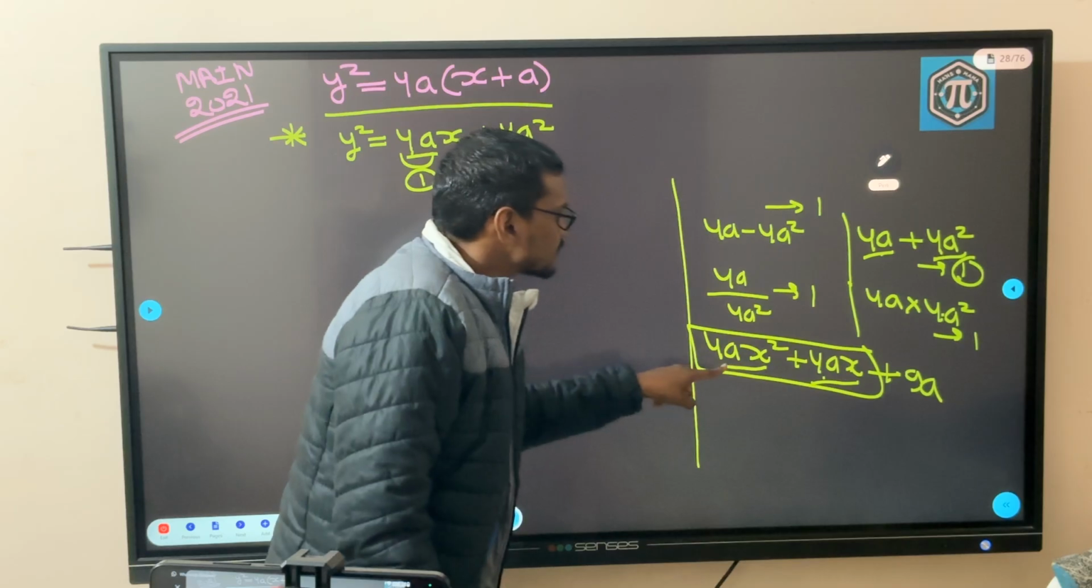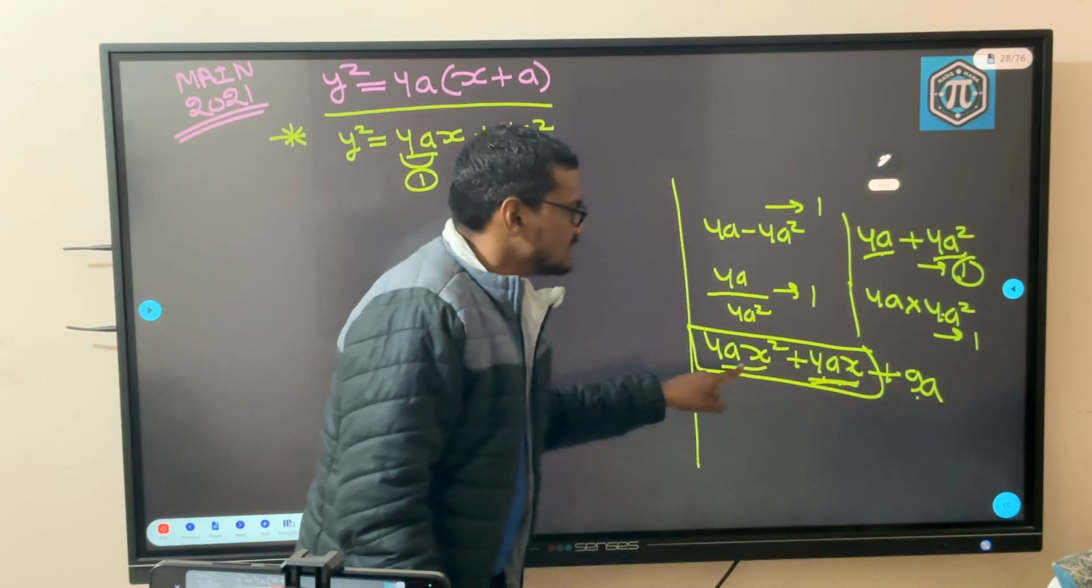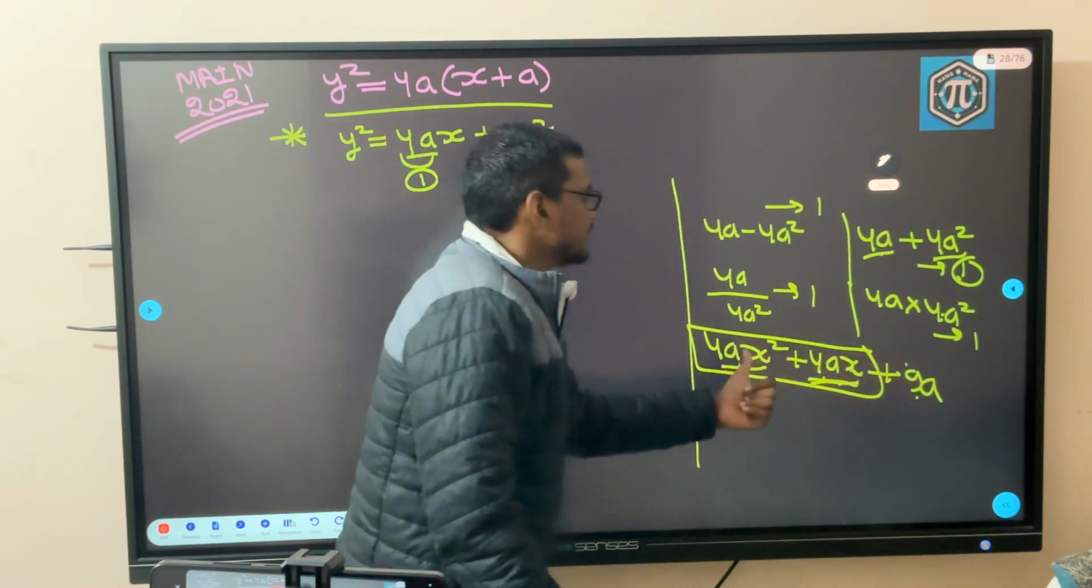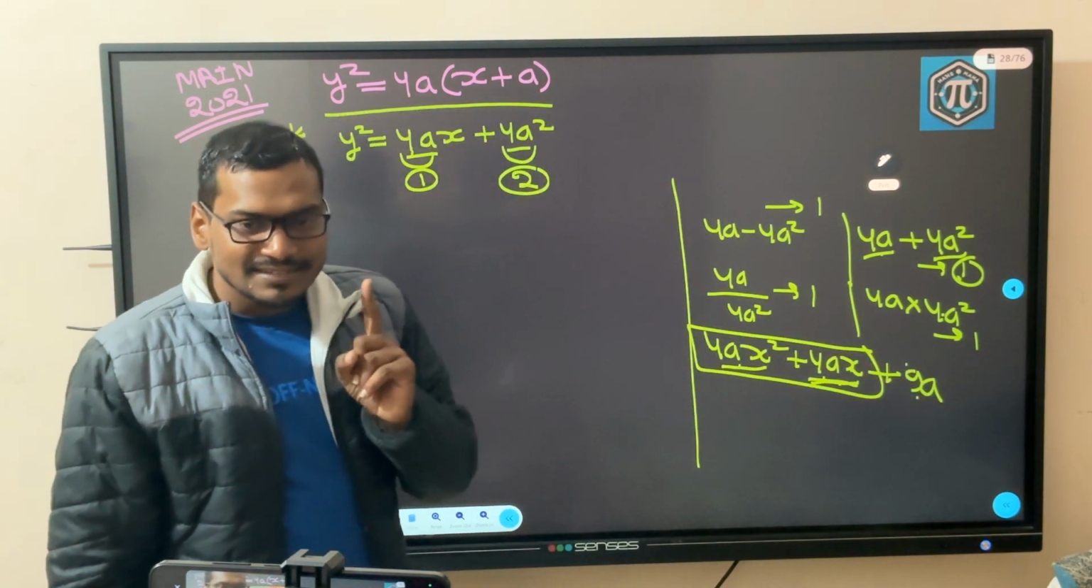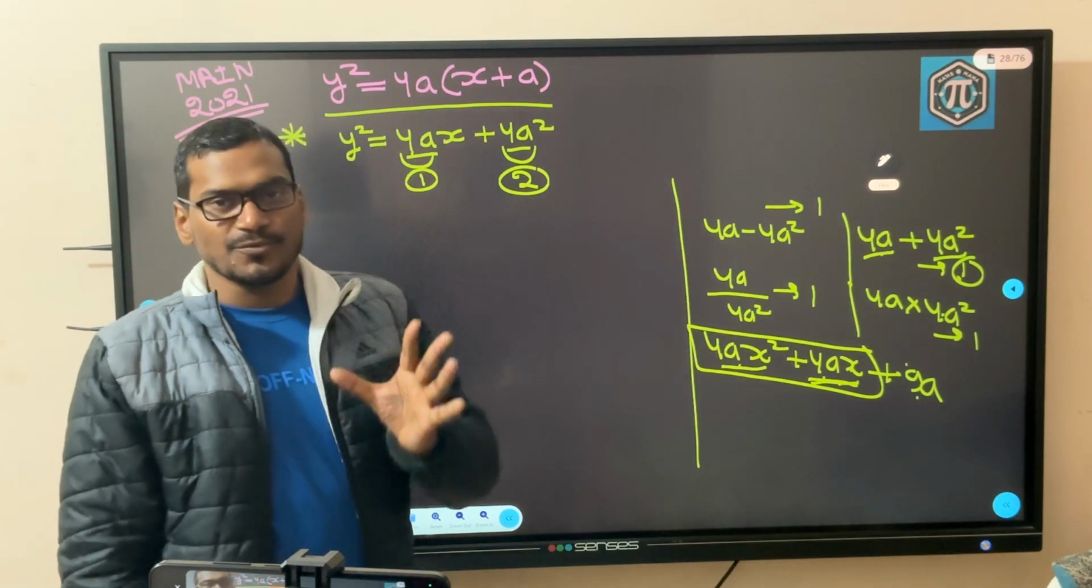This is x square coefficient, x coefficient, constant term. So 1, 2, 3. If this is gone, then 2. If both are gone, then 1. I hope everybody is clear here now.